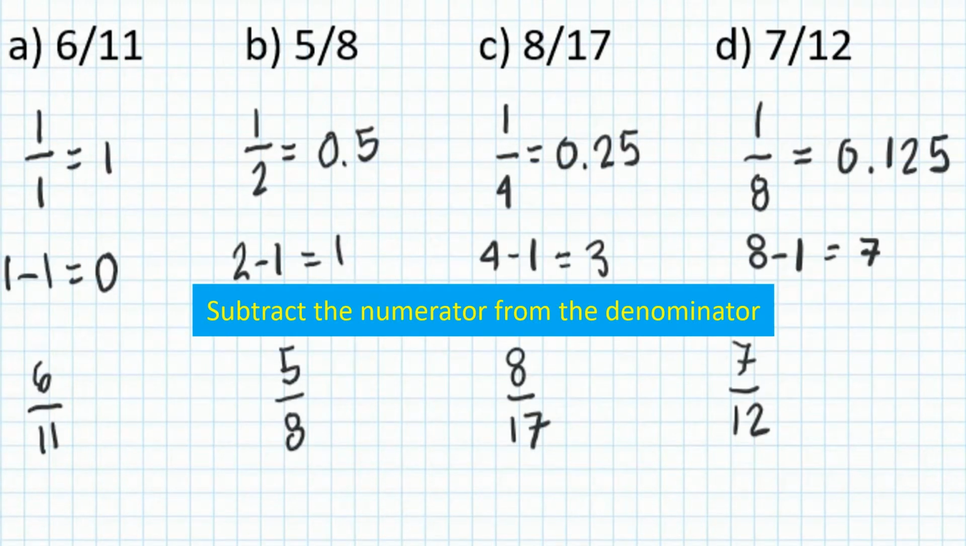Now, let's subtract the numerator from the denominator of each fraction given. For the first fraction, 11 minus 6 is equal to 5. For the second fraction, 8 minus 5 is equal to 3. For the third fraction, 17 minus 8 is equal to 9. And for the last fraction, 12 minus 7 is equal to 5.